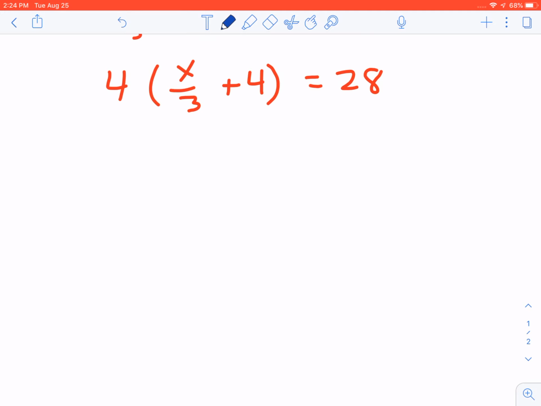So what if I looked at this as if I was taking 4 times all of this stuff to equal 28? 4 times, I like to say in class, 4 times junk equals 28. If I were to ask you right now what the junk equals, what all that stuff in the parentheses equals, I think most of you know that 4 times 7 equals 28. And because of that, it means that all of the stuff in the parentheses equals 7. 4 times 7 equals 28.